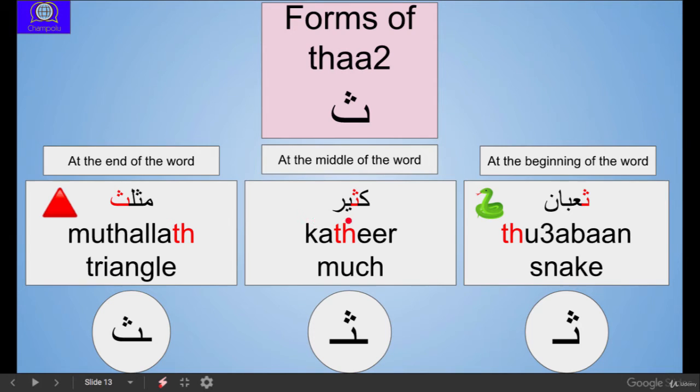Also, maybe this can be an opportunity to review a little bit, because here we will find in this word ثعبان, which means snake, you'll find it has the letter ألف, and we can find it here. And it also has the letter باء, which we can find here.